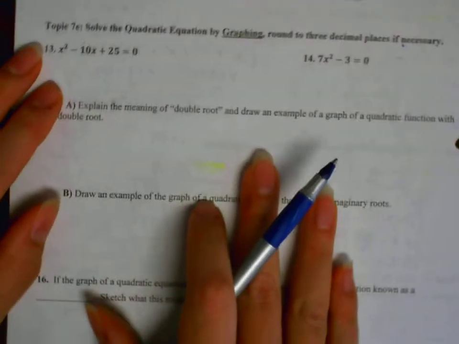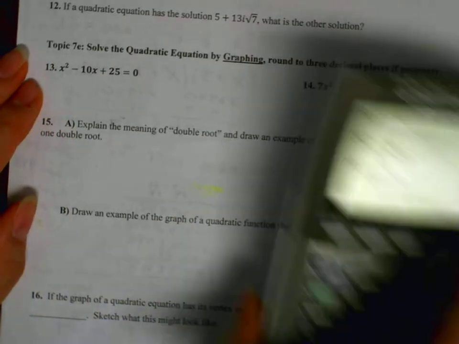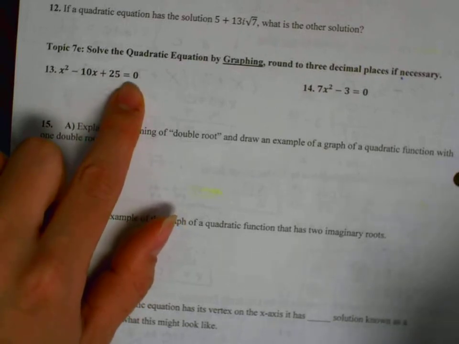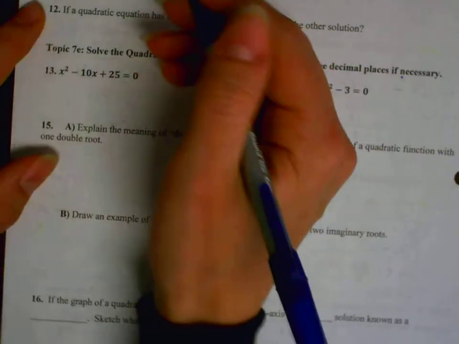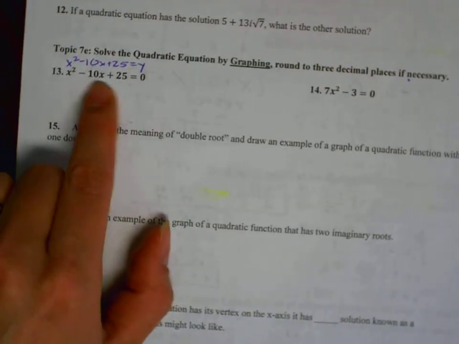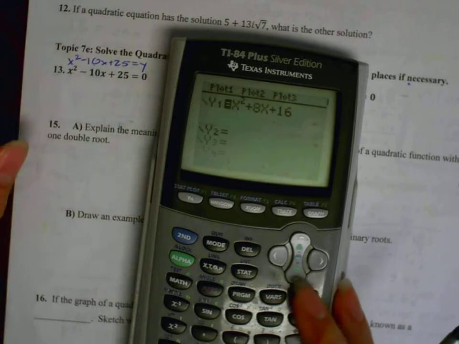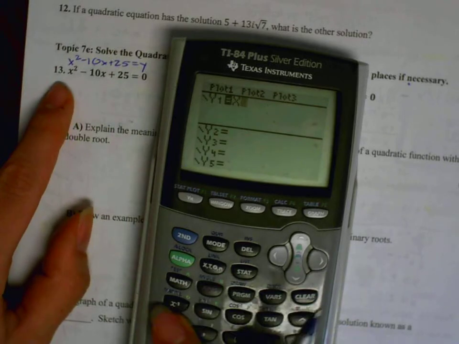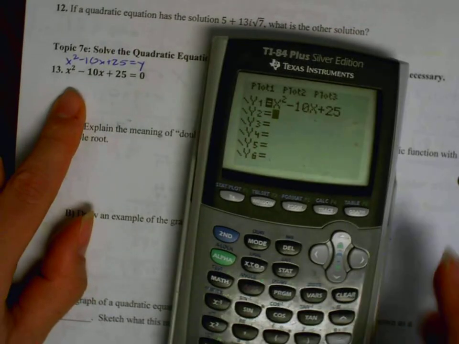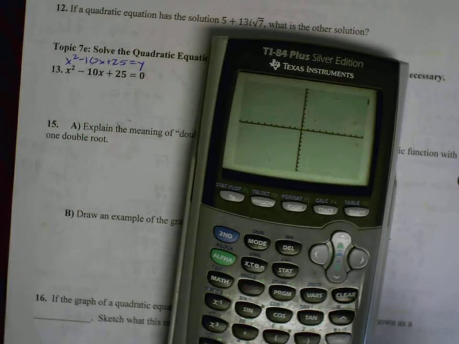Let's look at 7E, quadratic equation by graphing. So again, it has to be equal to 0 first, because we're looking for the x-intercepts, which means y equals 0. So this is really saying the same thing as x squared minus 10x plus 25 equals y. We're looking for x-intercepts, y is 0. So I can use my y equals button, put that equation in, x squared minus 10x plus 25. I always like to hit graph first to see what it looks like.